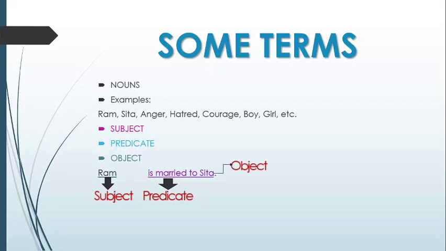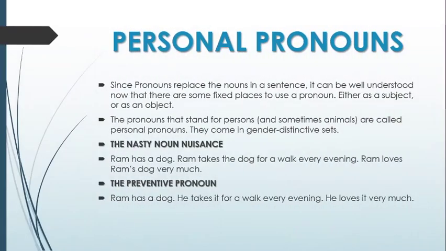Now moving on to the next part, we will talk about personal pronouns. Now first, let's have the definition. You see, since pronouns replace the nouns in a sentence, it can be well understood now that there are some fixed places to use a pronoun, either as a subject or as an object. The pronouns that stand for persons and sometimes animals are called personal pronouns. They come in gender distinctive sets, that is, they come in masculine, feminine, neuter, common gender.